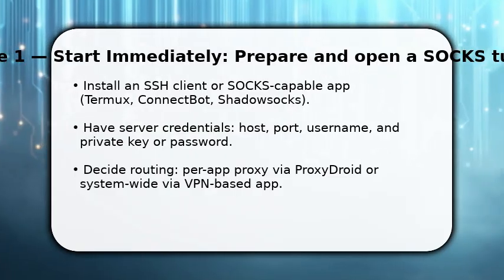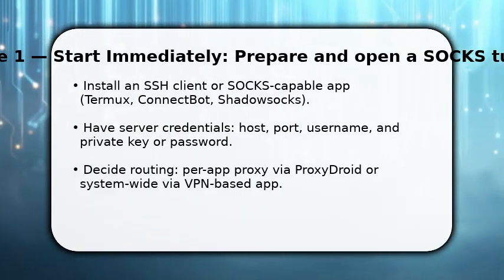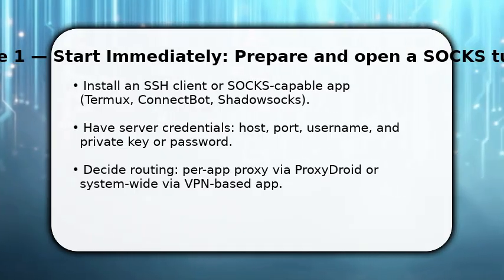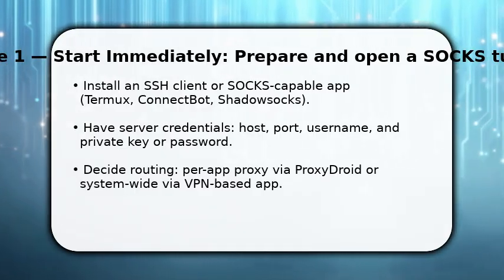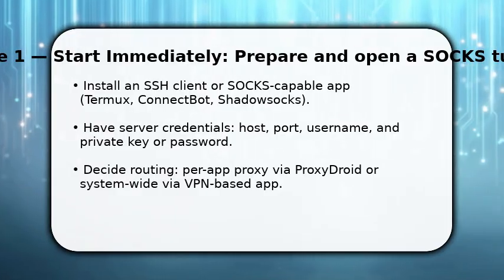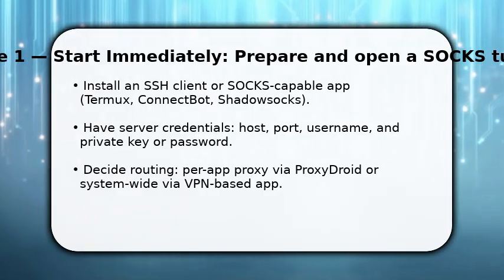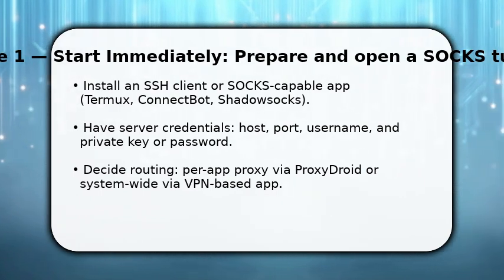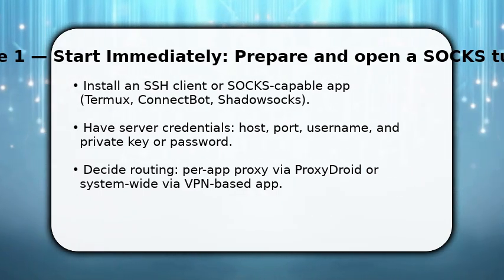Next, open an SSH dynamic tunnel, run ssh -D 1080 user@host, or use the app's Create SOCKS option. Once done, note the local address and port, typically 127.0.0.1:1080. Make sure the tunnel stays active before moving to routing, otherwise apps won't use it.